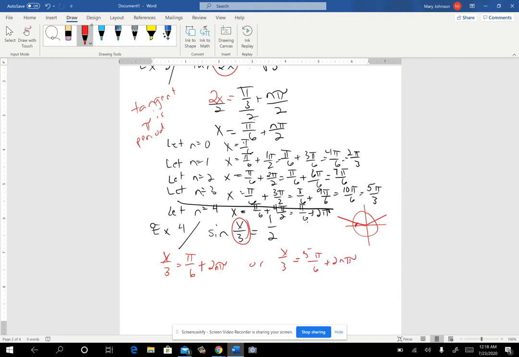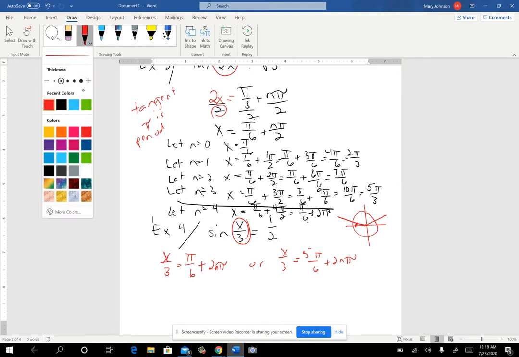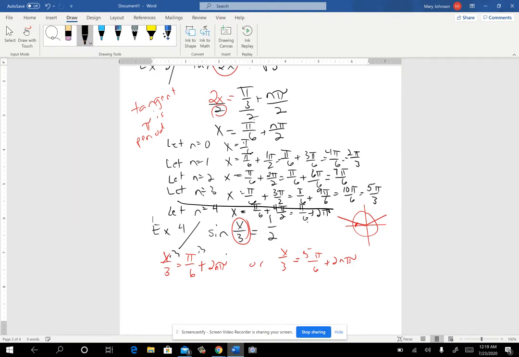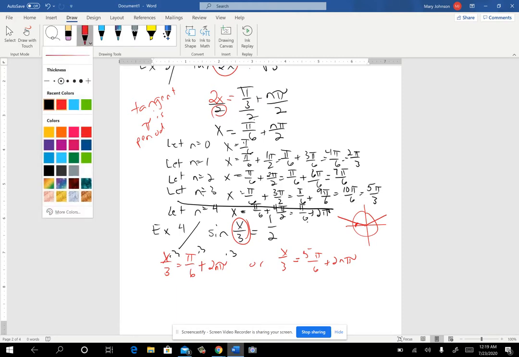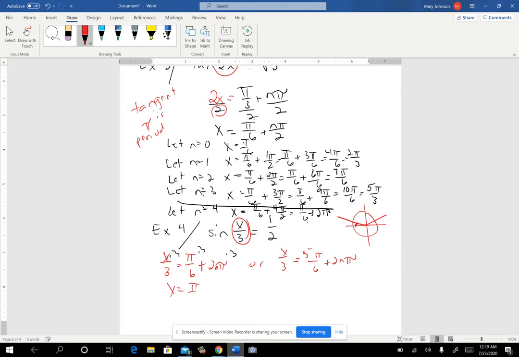So what we have to do here, kind of like when we divided by 2 in the previous example, here we have to multiply by 3 everywhere. So let me change my color to black. I'm going to multiply by 3, and I'm going to get x equals pi over 2 plus 6n pi, or x equals, let's see, what would that be if I multiplied by 3 everywhere? I'd still get that 6n pi, and then this would wind up being 5 pi over 2.